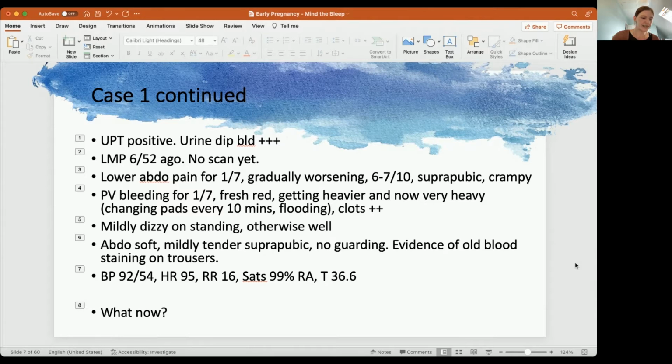We don't generally give TXA in the context of a miscarriage, not usually, but you could do it. It wouldn't do any harm. And certainly when women come to us via ambulance, they have often had TXA in the ambulance. So that's no harm to give that.